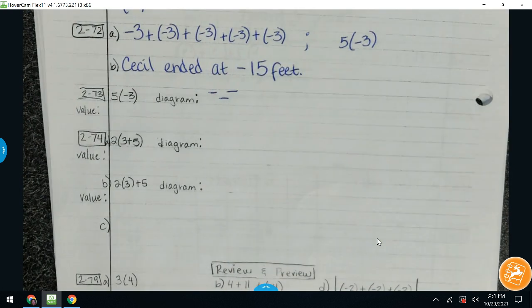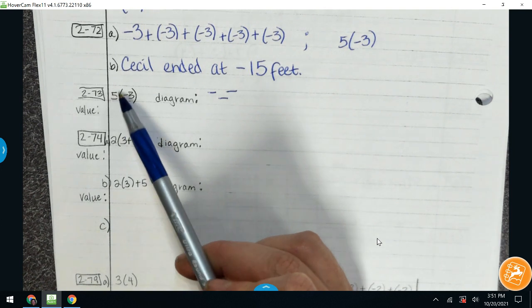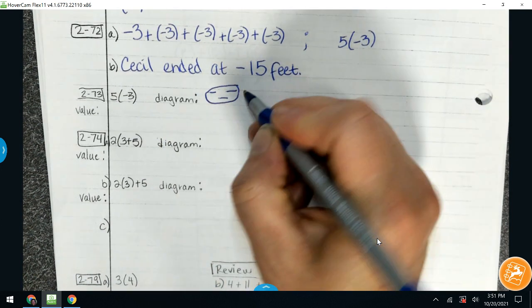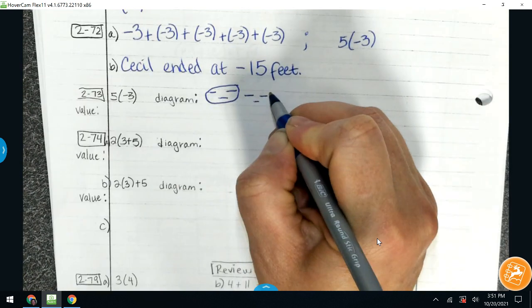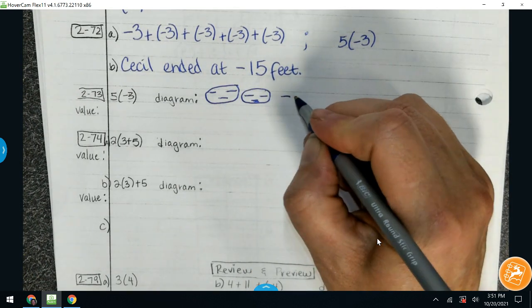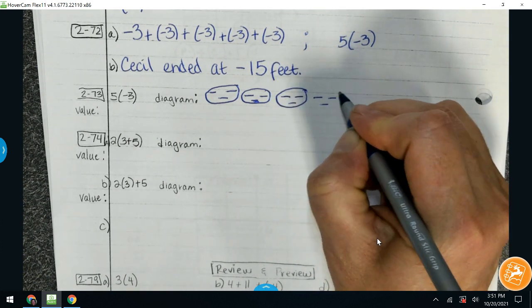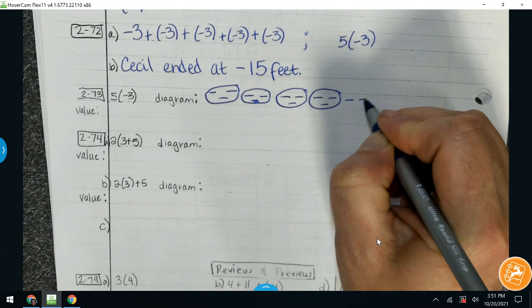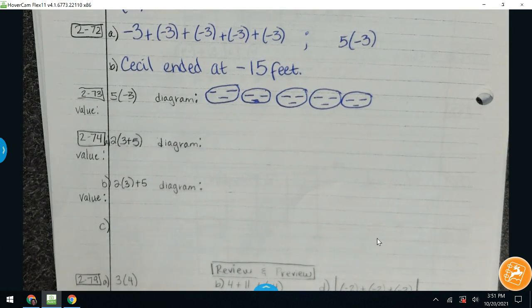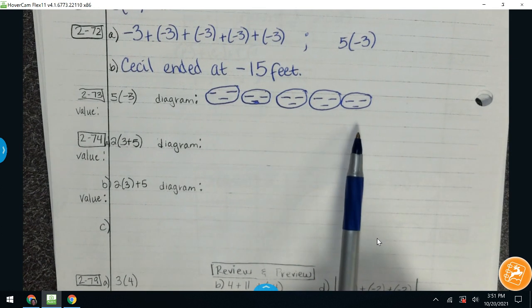So that's my -3. And I need to make 5 total groups. So this is one group, 2 groups. Oops, it's a little hard to see. 3 groups, 4 groups, 5 groups. So I have my 5 groups of -3.